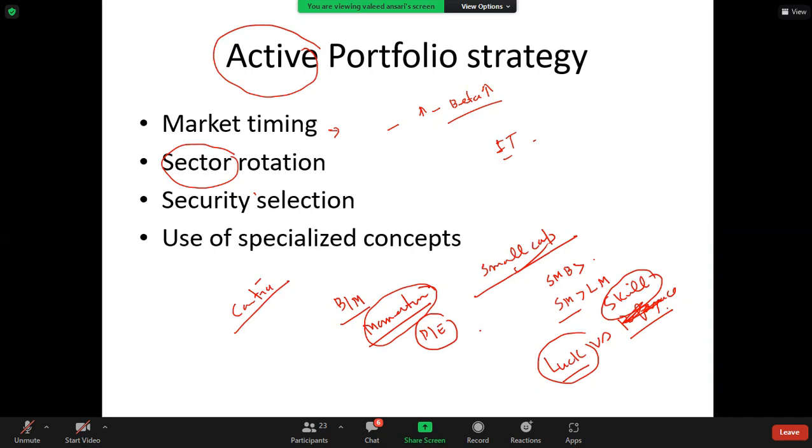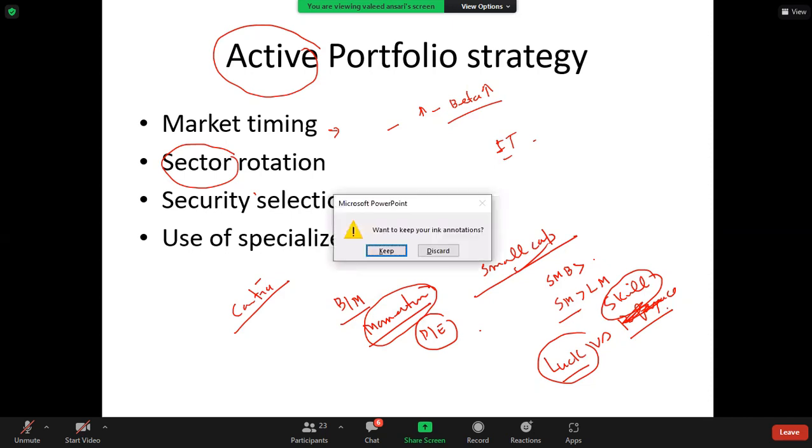Tomorrow when I start, I will briefly start with global portfolio diversification. That is portfolio diversification across other countries, and what are the arguments for and against that.